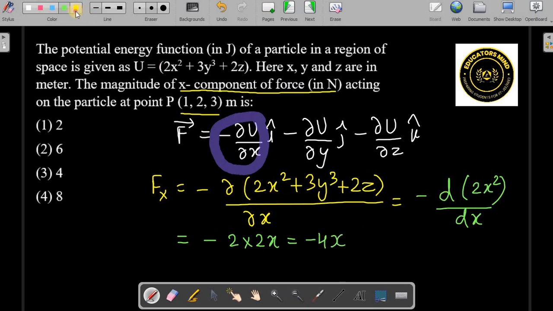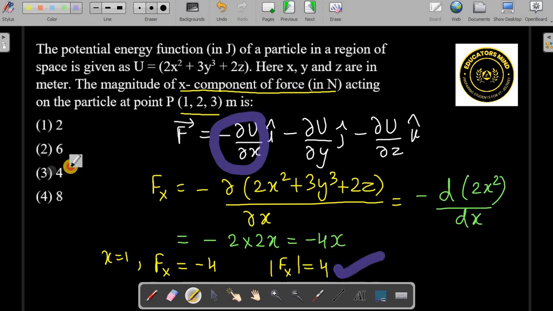And we can substitute the values at 1. So if you take x is equal to 1, this x component becomes minus 4. And we need to take magnitude. So magnitude of Fx is just 4. Right? So that will be the correct answer, 4. So in this manner you can solve it. Okay, let us move to the next.